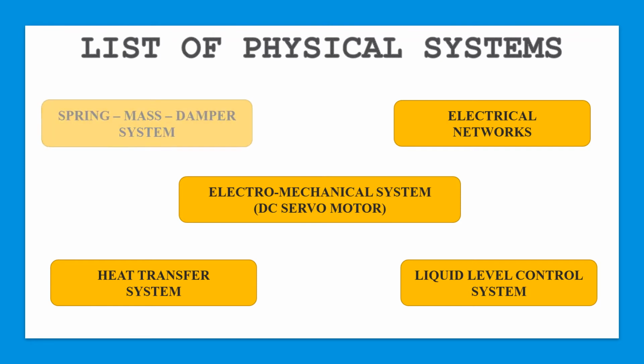Number one, spring mass damper system. Number two, electrical networks. Number three, electromechanical system, that is DC servomotor. Number four, heat transfer system. And number five, liquid level control system. First, we discuss the spring mass damper system.